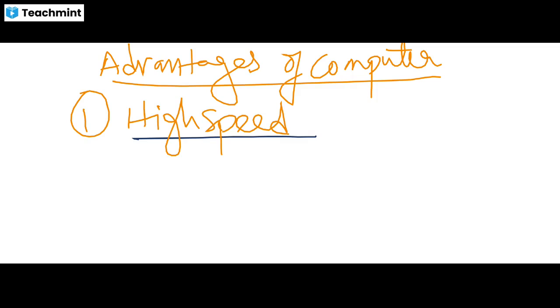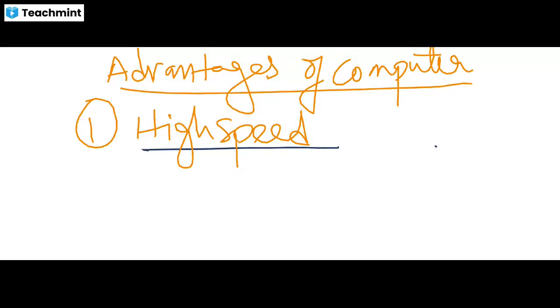If you assign any job or work to a man, he will take 1 month or 2 months based on the task. But if we assign any work to the computer, it will be done within seconds or minutes. So here it works at very high speed. Due to this, it is also one of the important advantages of computer.